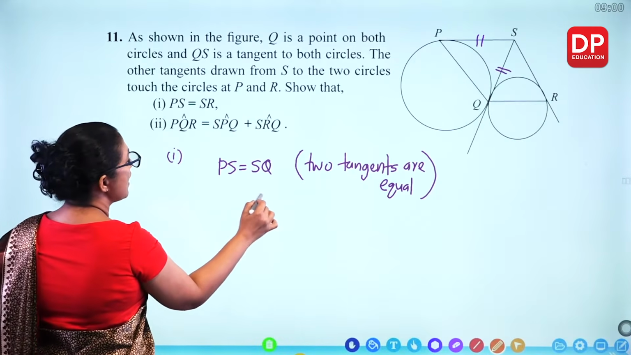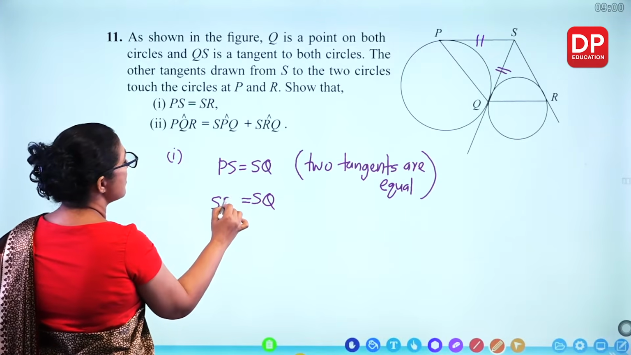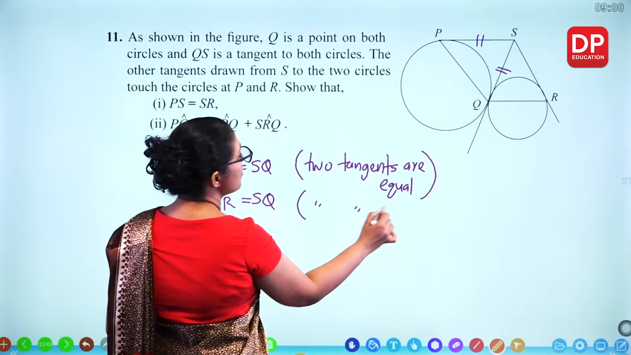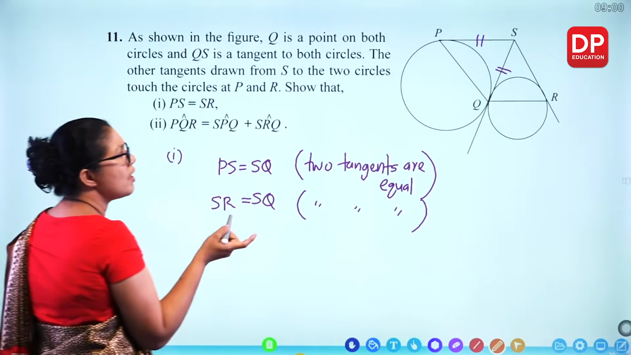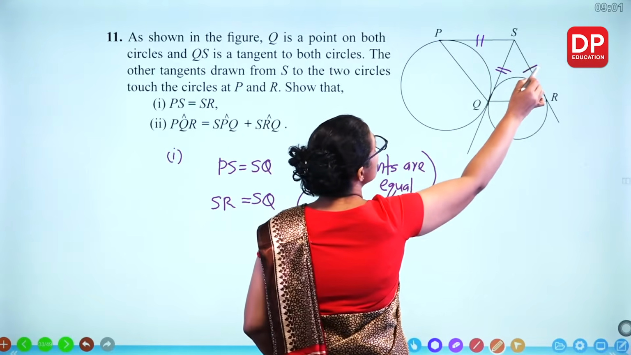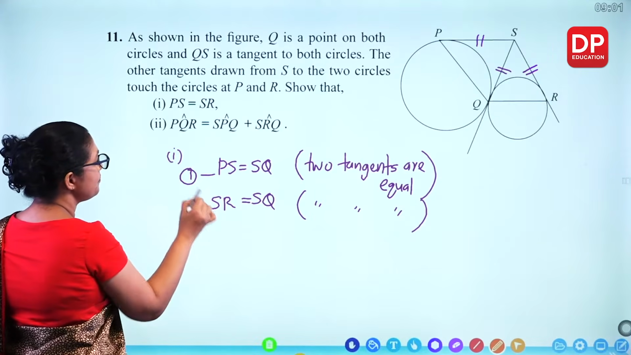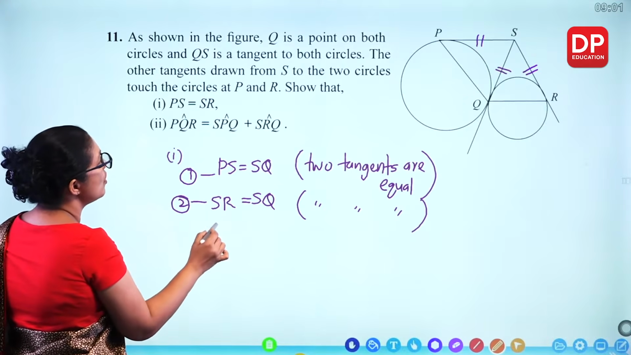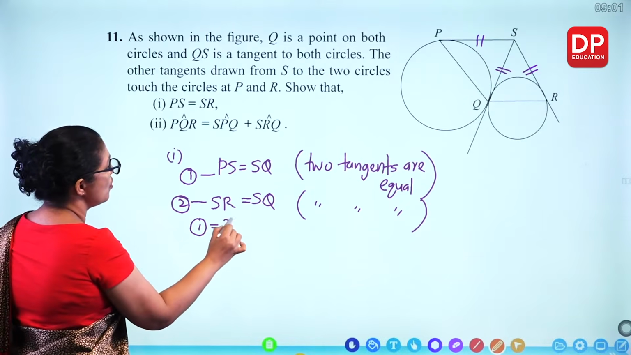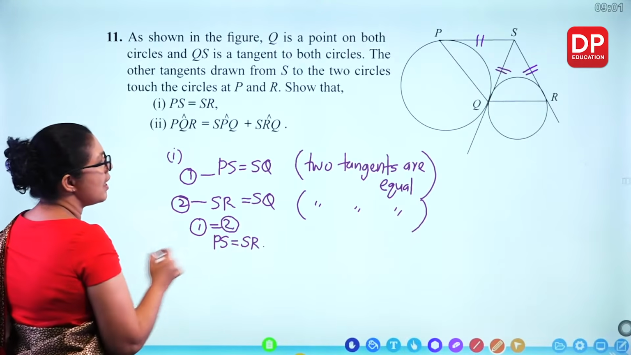And also we can write SQ is equal to SR. That's also two tangents are equal for the smaller circle. So this is also equal to this one. So what can you say about these two? From 1 and 2, 1 equals 2. We can write PS is equal to SR.